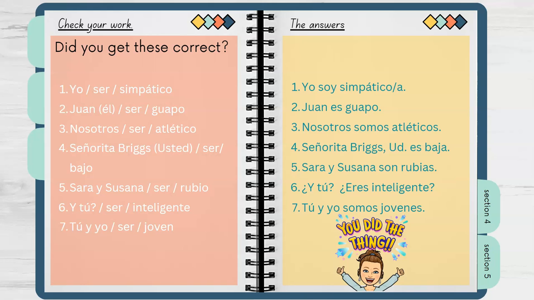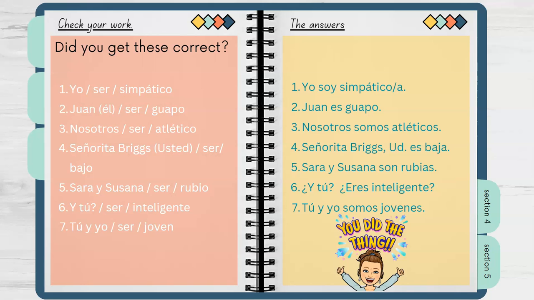Okay, número dos, Juan es guapo. Juan is a third person. We're talking about him. So Juan es. All right, nosotros: the only form of the verb that goes with nosotros is somos. And notice that the adjective there changed to plural because the subject is plural. We'll talk more about that in the next video. Señorita Briggs, you're talking to me. You are short. Usted es baja.